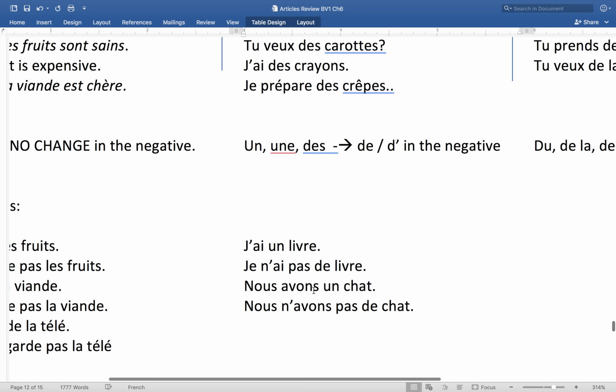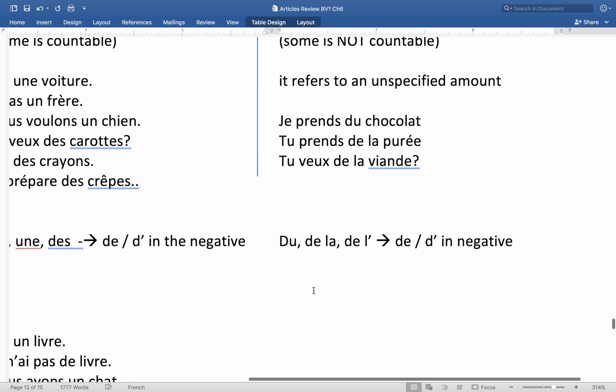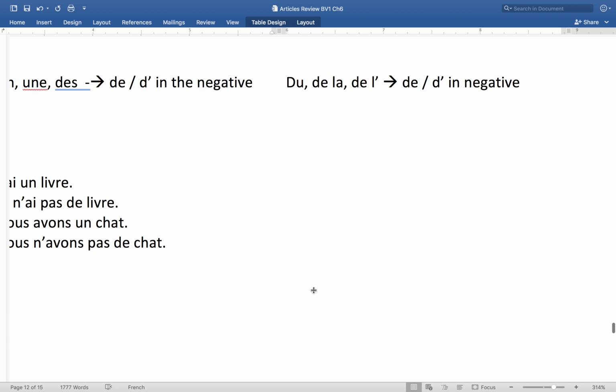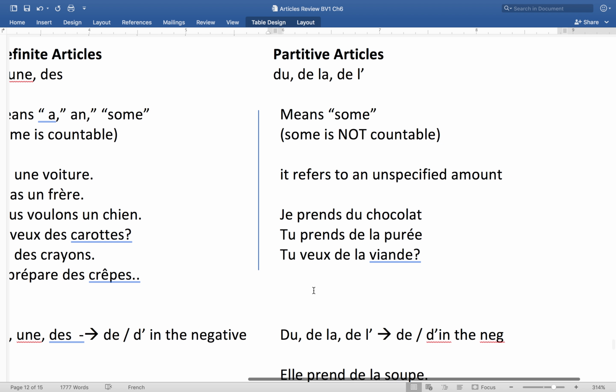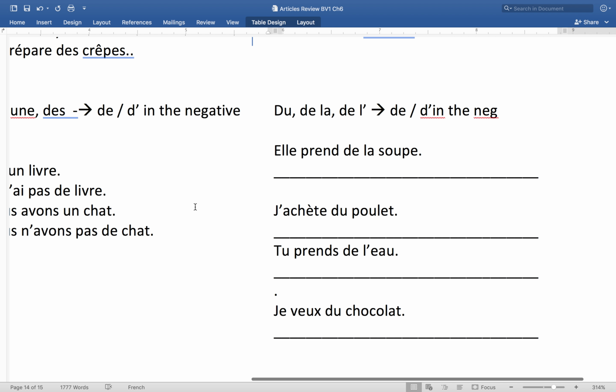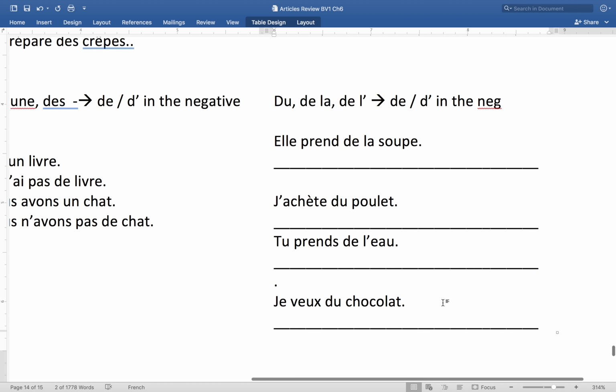What about with the partitive articles? What happens with the partitive articles? They also become de or d apostrophe in a negative construction. Okay, so elle prend de la soupe. That de la is going to become de. J'achète du poulet. That du is going to become de. This de L apostrophe is going to become de. And this du is going to become de. Let's see what it looks like.